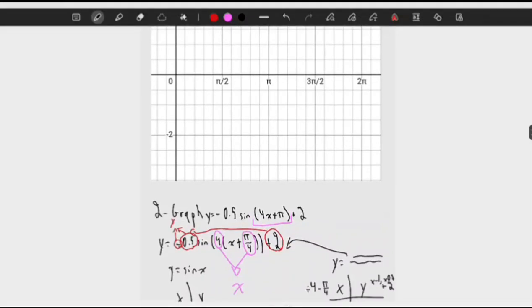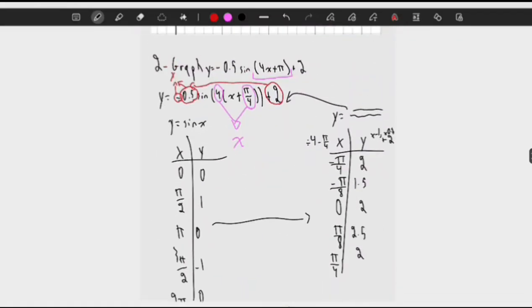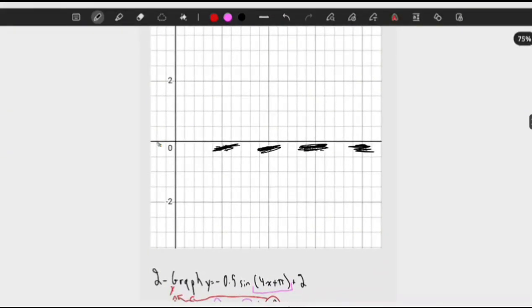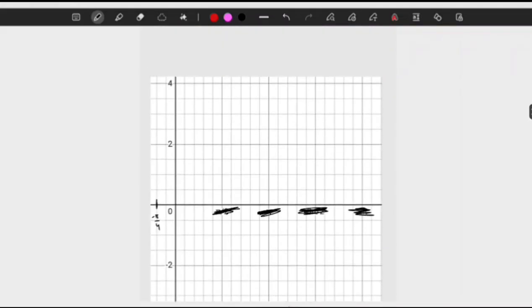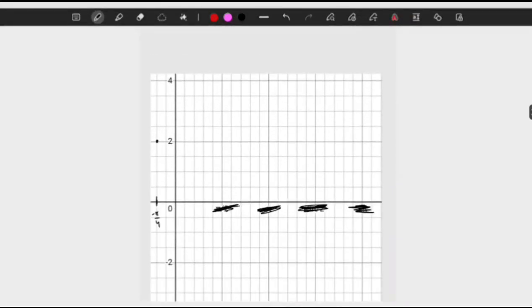There. And so now we can work on graphing this. So we're just going to ignore the scale for now. I'm just going to simply get rid of this so we can make our own scale. At negative pi over 4, we have 2. So let's have negative pi over 4 be right here. We have 2. At negative pi over 8, we have 1.5. So I'm going to have that be right next to it.